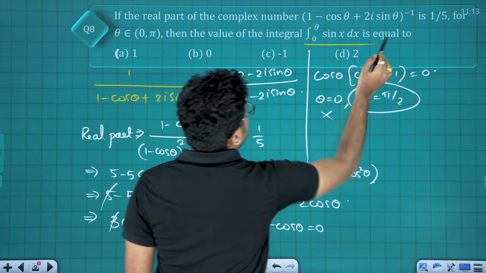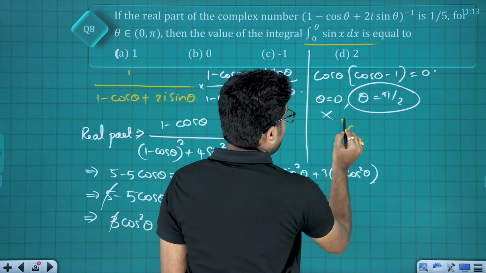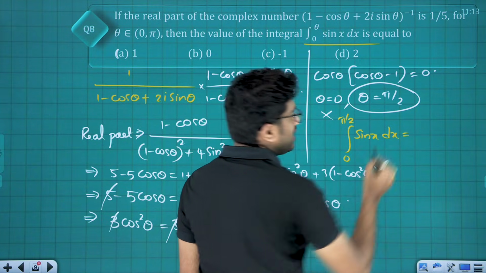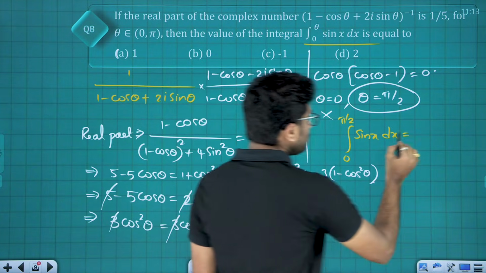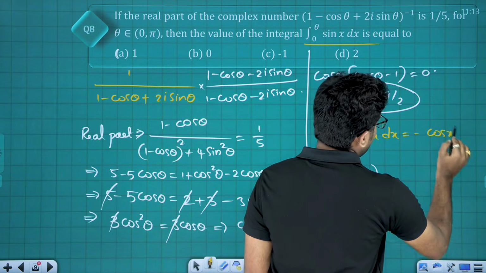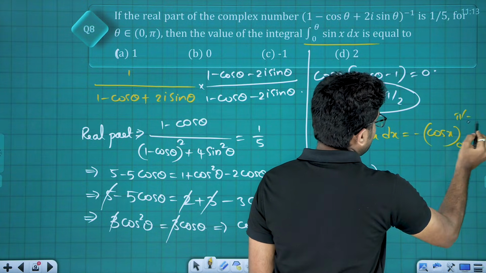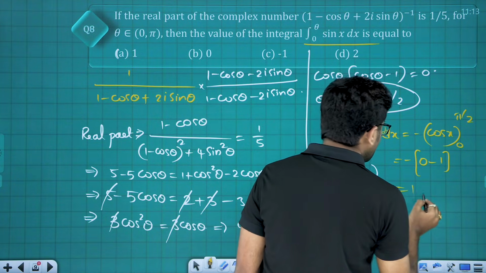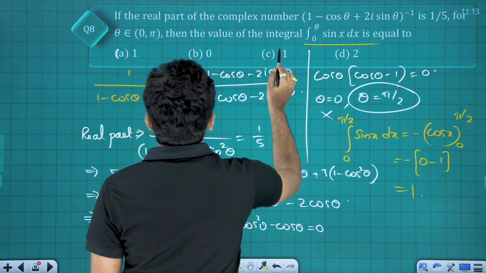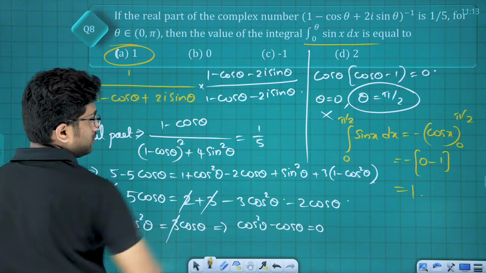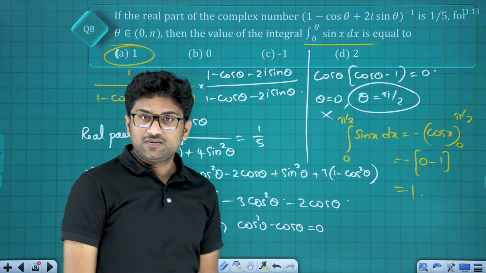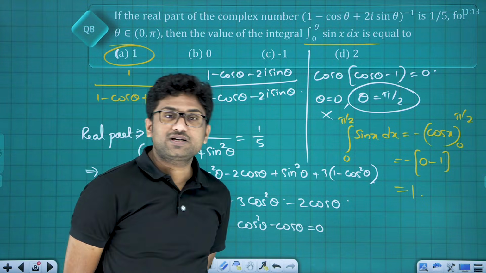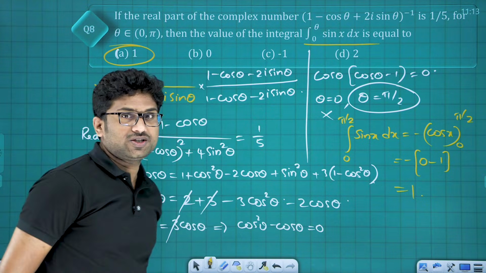Now from this we are supposed to do the integral from 0 to pi by 2 of sin x. Integral of sin x is minus cos x. So minus cos x from 0 to pi by 2. That is minus of cos pi by 2, which is 0, minus 1, which is plus 1, friends. The answer is option A, plus 1. Clear? See, a mixture of trigonometry. We used trigonometry, complex numbers and even definite integration.